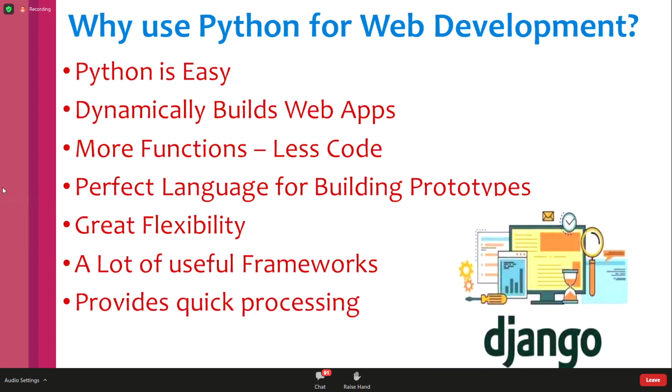Why do we select Python for web development? I already made several points related to that. Selecting Python for web is really a big rocking word, because Python is easy, that is a bigger benefit here. And dynamically we can build web applications because it is a dynamic programming language with more functions. We have very few lines of coding, and it is a perfect language for building prototypes.